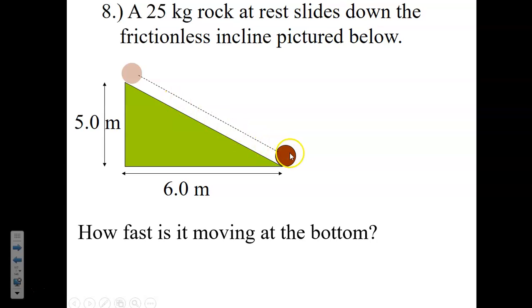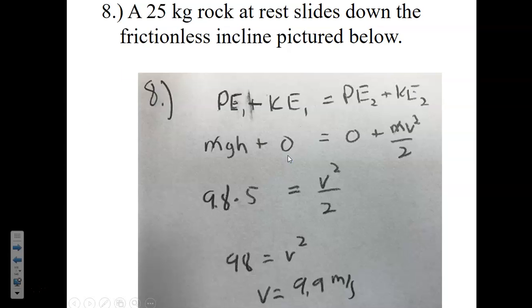When I reach the bottom, my final situation, do I have any GPE? No, because I'm at the bottom. My height is 0. Do I have any KE? Am I going to be moving? Sure, it's going to be moving. It just slid down the ramp. Looking at that in our equation form again, we've got PE1 plus KE1 equals PE2 plus KE2. My initial potential energy, mgh, plus my initial kinetic energy, which is 0, equals my final potential energy, which is 0 because I'm at the bottom of the ramp, plus my kinetic energy, mv squared over 2.